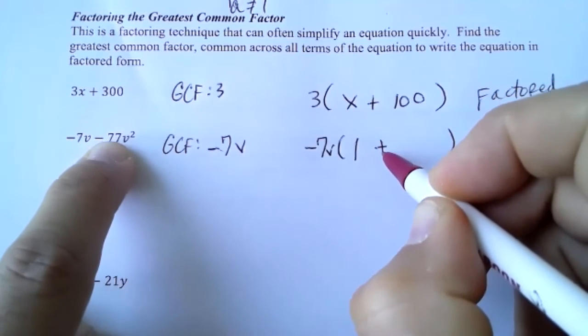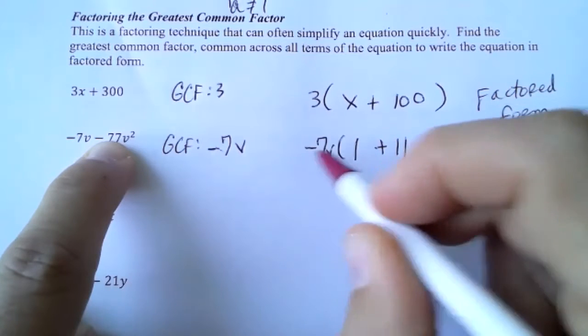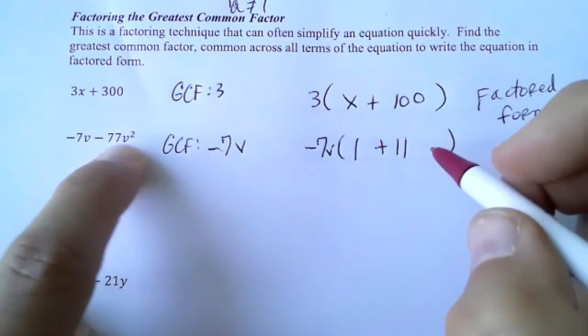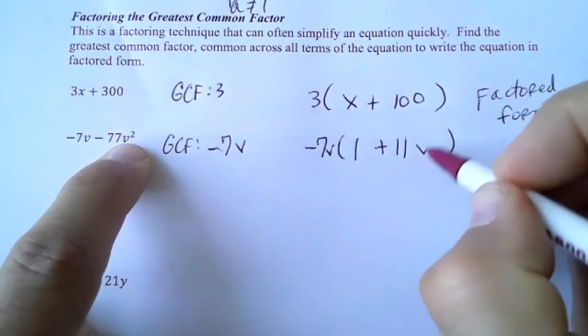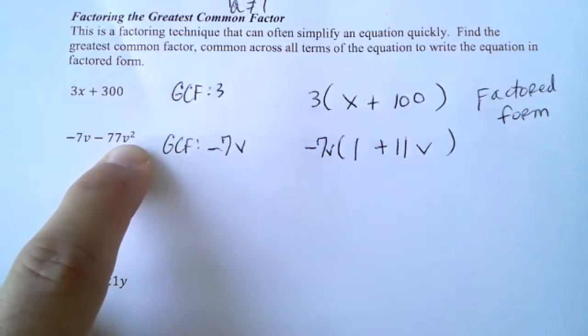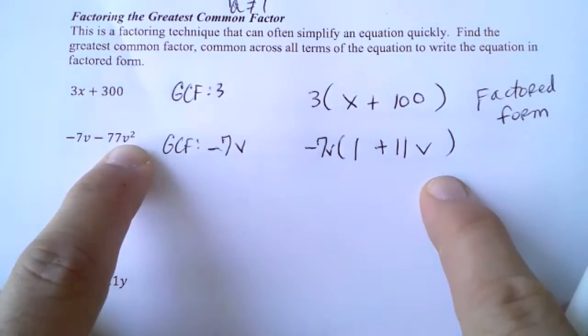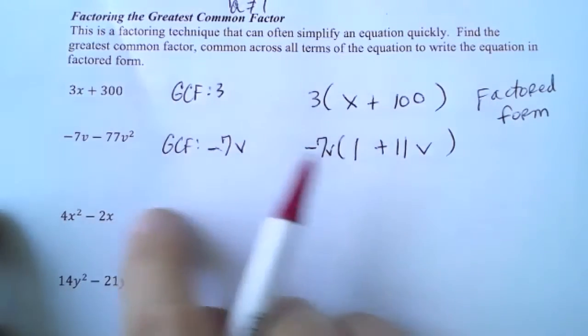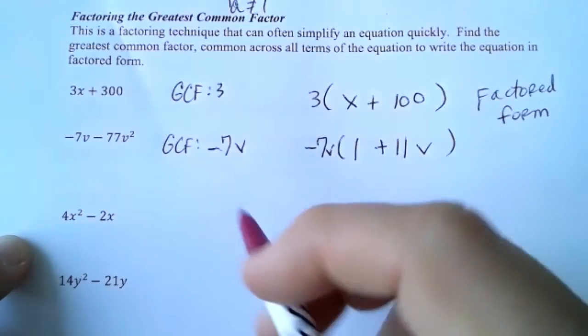If we pull out 7, that's going to be 11, because 11 times 7 is 77. And then if we pull out a V, then there's going to be a V there, okay? So now this is factored form. All right, let's go down here and practice this one.